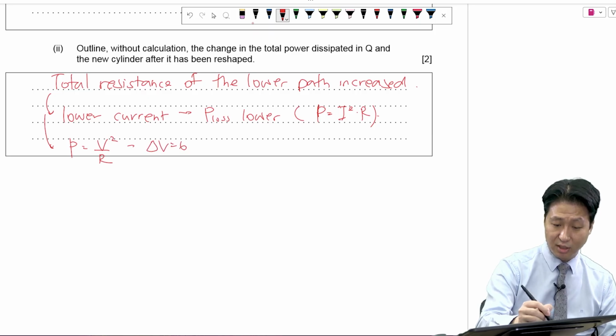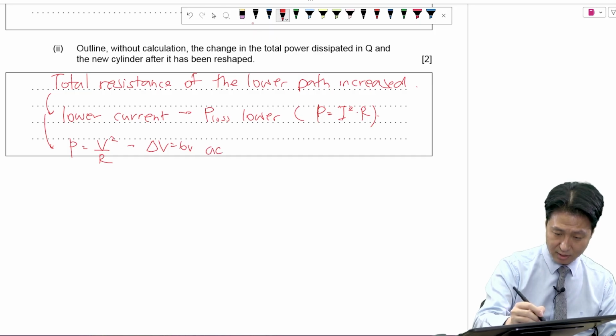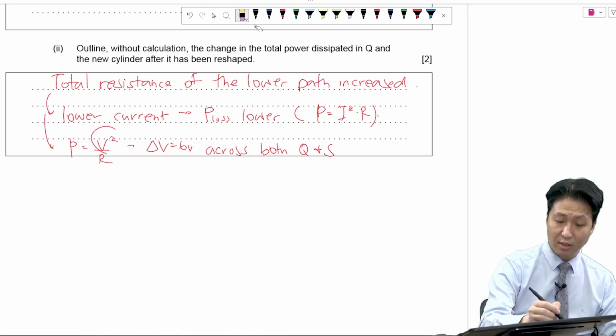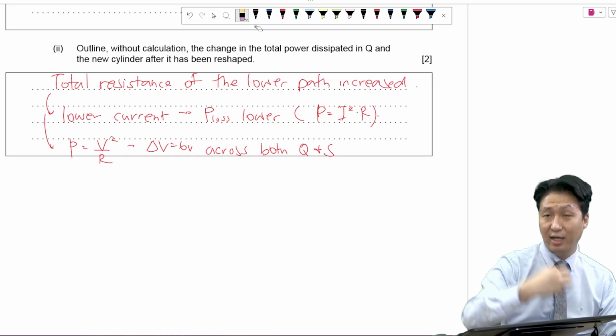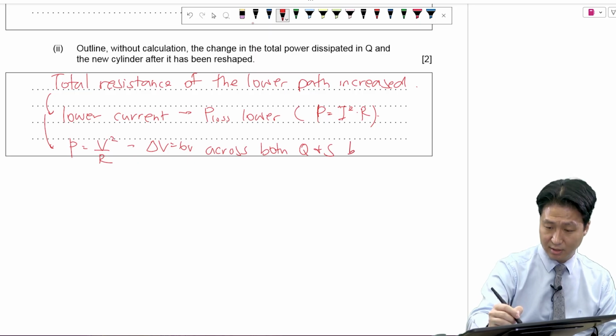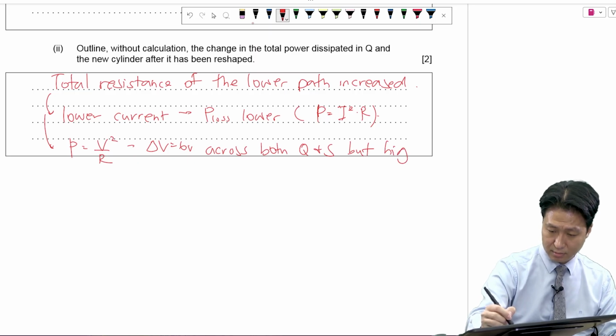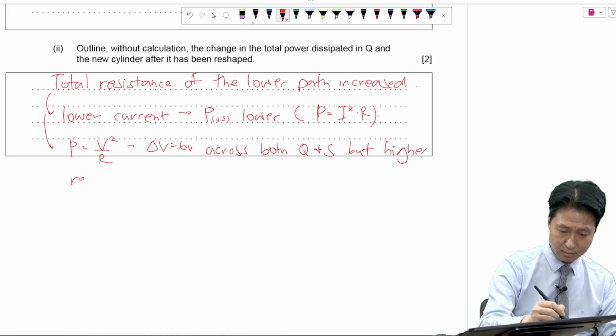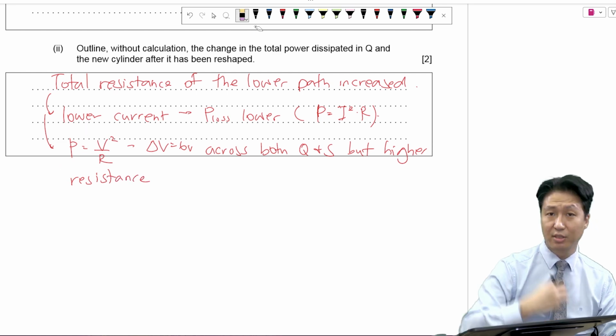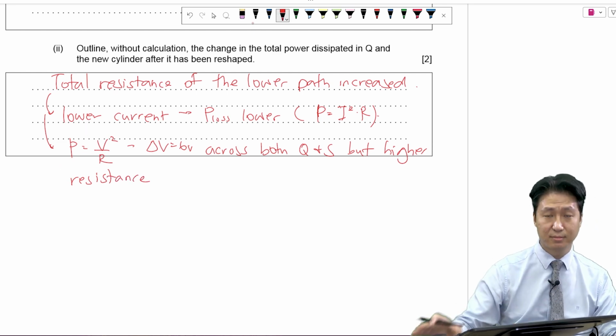The voltage is still 6 volts across both, right? Across both Q and S. So the voltage is the same, but higher resistance. So the power loss is lower.